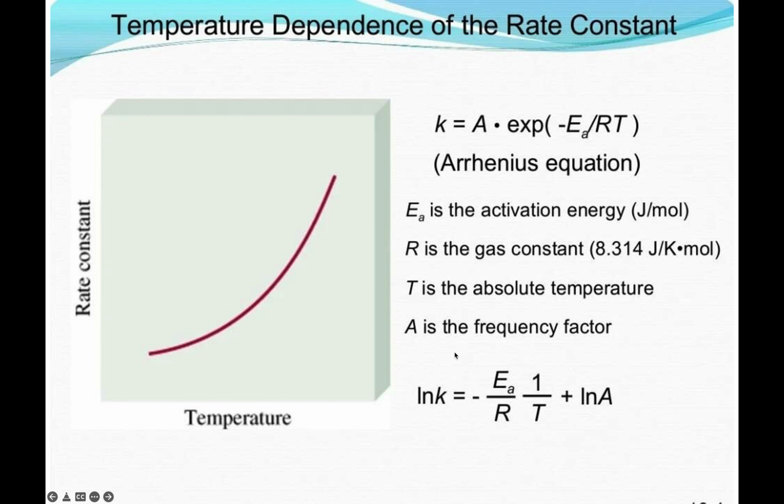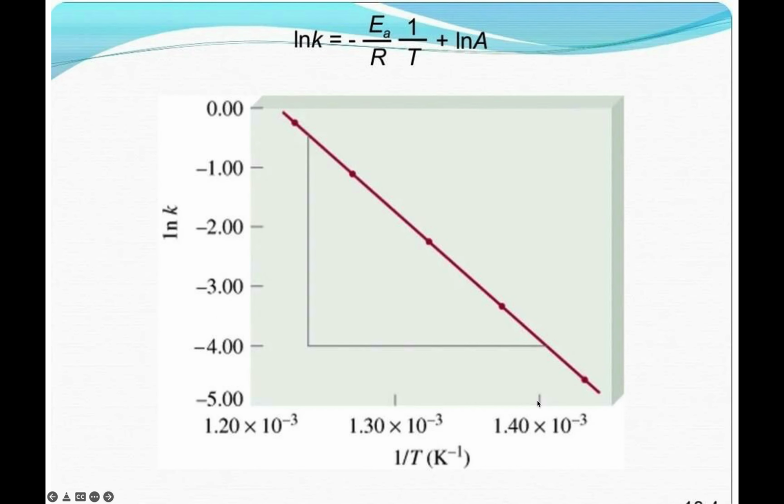So, you can remember the equation ln K is equal to minus EA by R into 1 by T plus ln A. Just remember this equation, because you'll have to work out sums on the basis of this. So, accordingly, if you draw a graph with these points, you get a straight line like this.